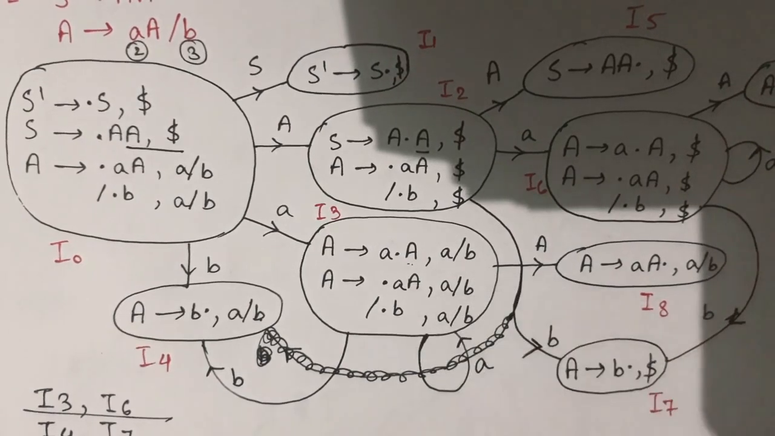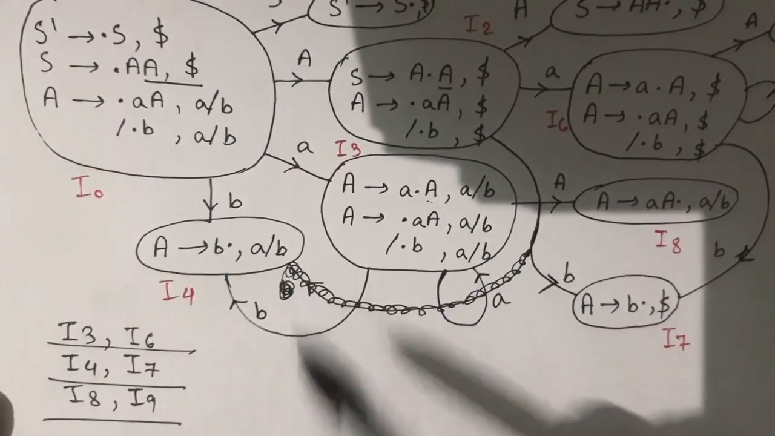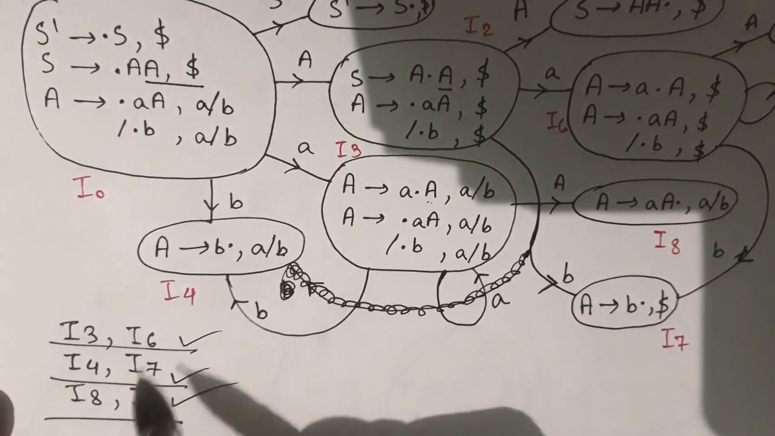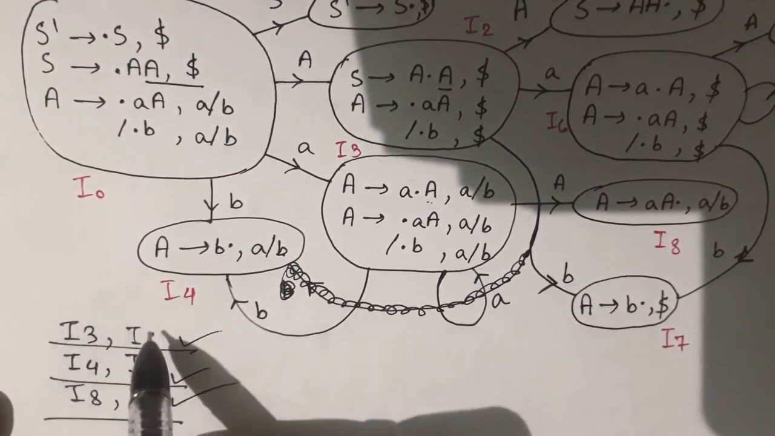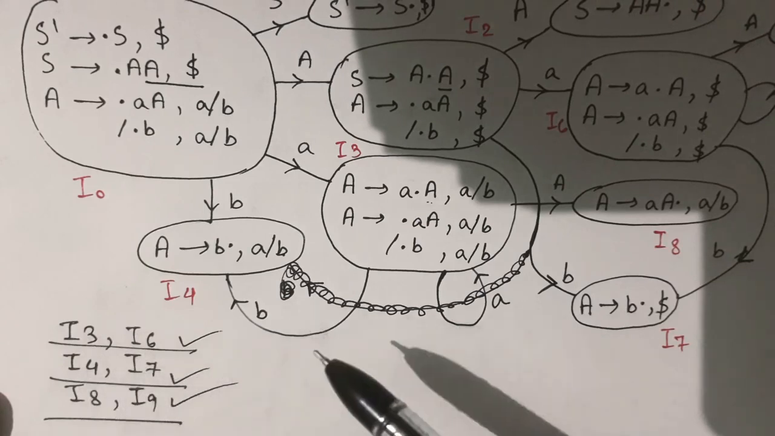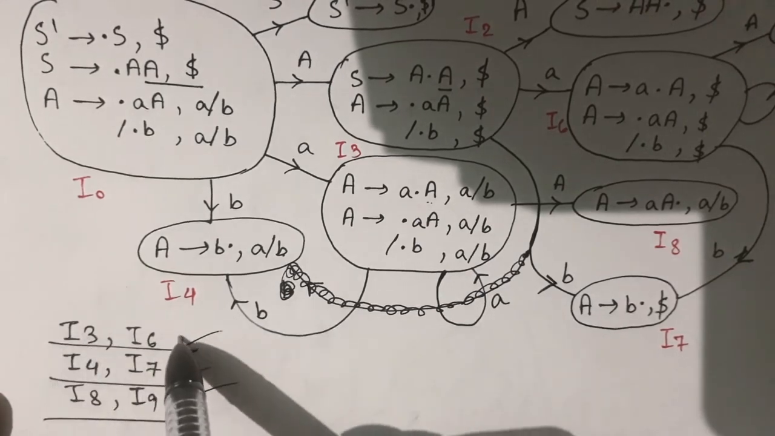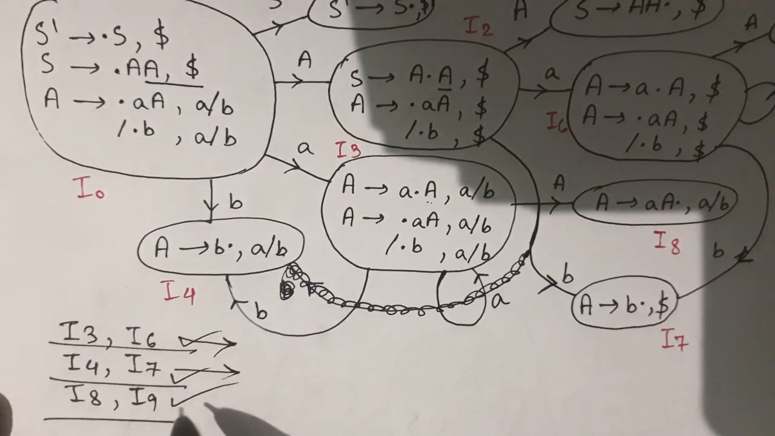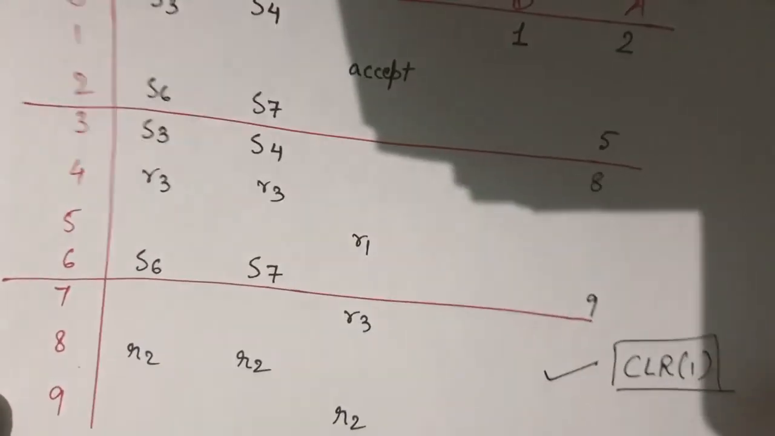Understood? Like that, these are the pairs of states. These three are the pairs of states in which the productions are the same, but the only difference is look ahead. So in LALR1 what we will do is, we will merge these states. We will merge 3, 6, we will merge 4, 7, we will merge 8, 9. That's it. So the difference will come in the table also.